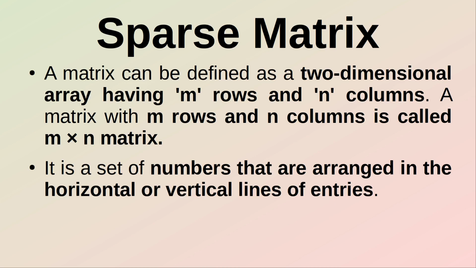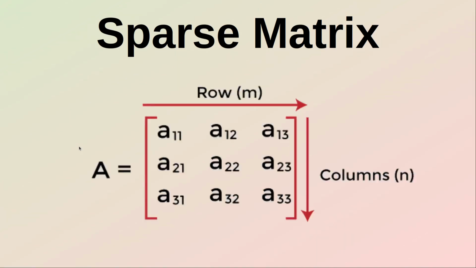For example, if the matrix consists of m rows and n columns, then it will be represented in the form of an m by n matrix. So this is the kind of representation. The numbers or elements are arranged in the form of horizontal or vertical lines of entries. Then this is one of the examples for the matrix.